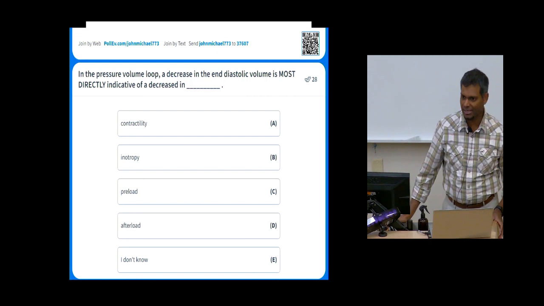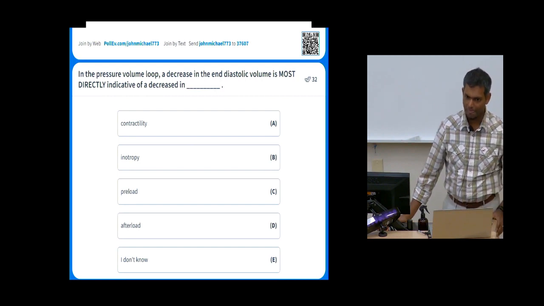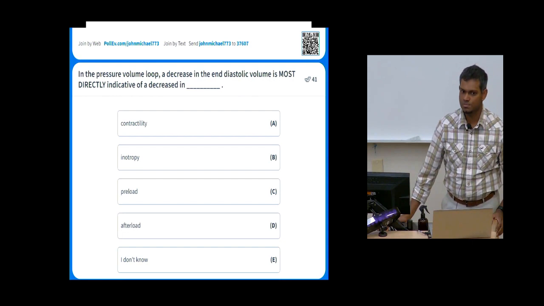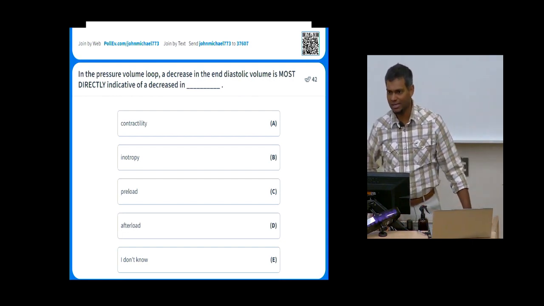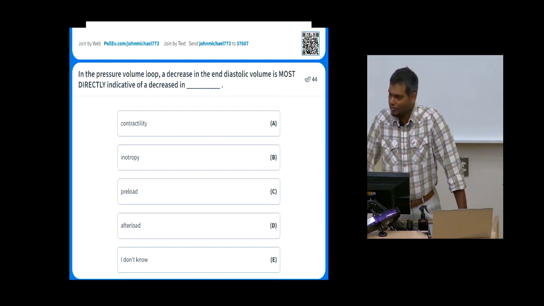Okay, moving on. In the pressure volume loop, a decrease in the end diastolic volume is most directly indicative of a decrease in blank. Is it contractility, inotropy, preload, or afterload? So if the end diastolic volume decreases, it's most likely indicative of a decrease in which of the following?